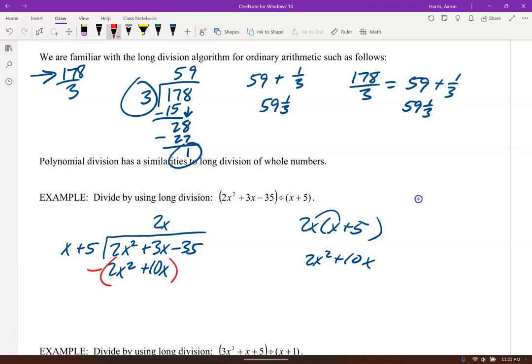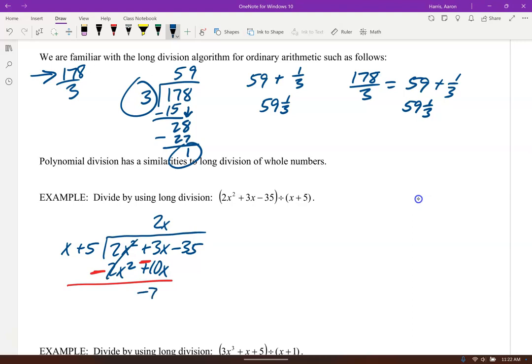Well, that'll change both of those signs. So what I like to do is put the line under it and say subtract the whole thing. So I change both of those signs. And now I go 2x squared minus 2x squared. That's gone. 3x minus 10x is a negative 7x. And then I bring down the next term, minus 35.